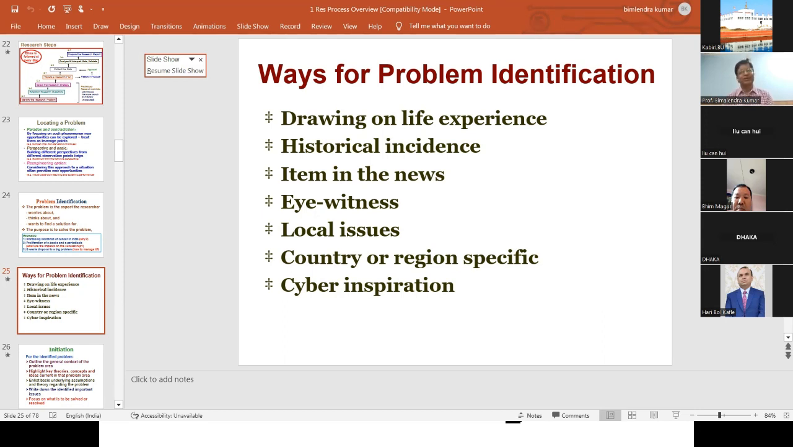If you go through the newspaper, you will see there are so many events which are taking place, and through that research problems can also be generated. There are some events which are visualized by our own eyes also. We are witnessing some events, and why these events are taking place. We can make research problems related with our research also. There are some local issues related with our society, polity, geography, and economy also.